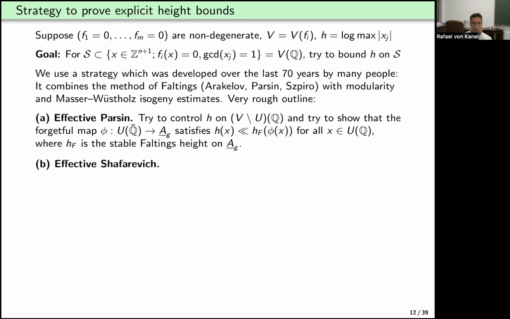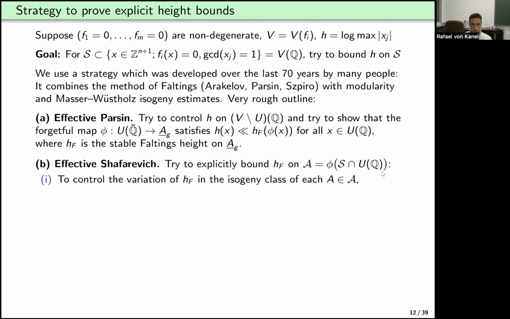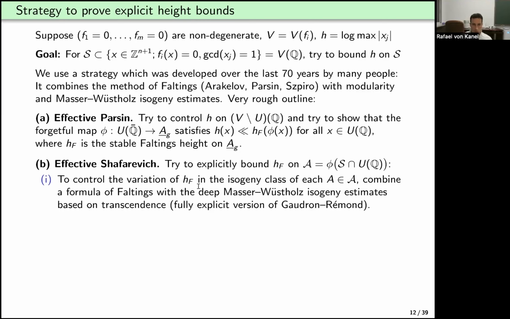And the second step is called effective Shafarevich. Here we have to try to bound this stable Faltings height on this set curly A, which is the image phi of S intersected with U(Q). For this, one can try the following. The first step is completely unconditional. One can control the variation of the stable Faltings height in an isogeny class for each A in this curly A by combining a formula of Faltings with deep Masser-Wüstholz isogeny estimates based on transcendence. For example, here one can use the fully explicit version of Gaudron and Rémond.